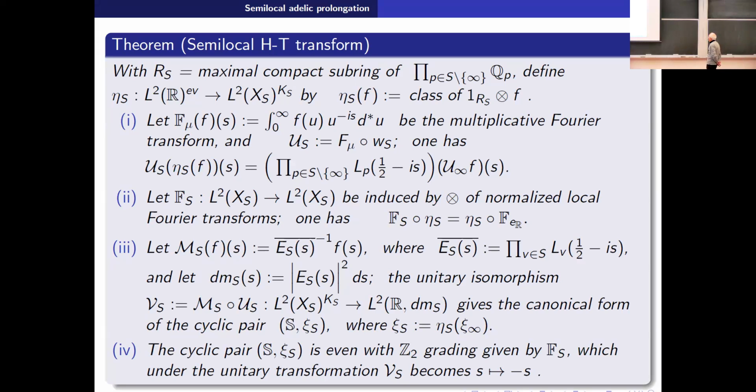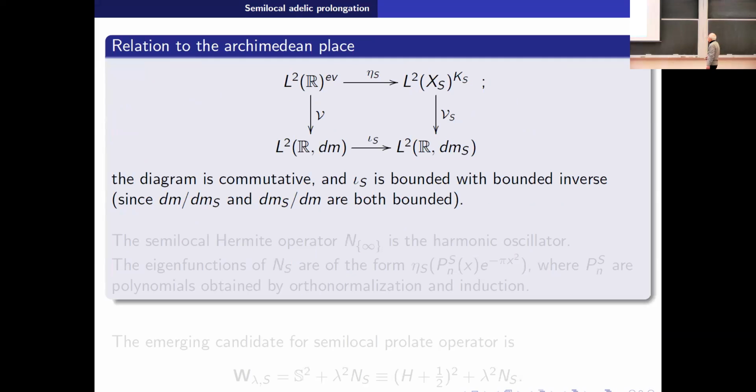Of course, you have a grading too, and the grading is the Fourier transform, which becomes, after you put it in canonical form, s goes to minus s, because the measure was the one which was ds. Okay, now this diagram shows the relation with the Archimedean place. So the Archimedean place is on the left.